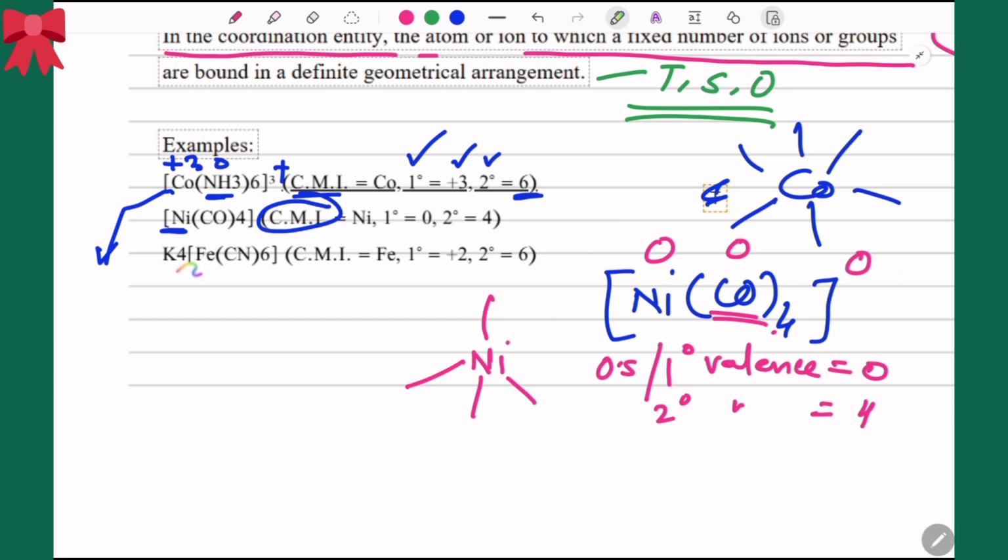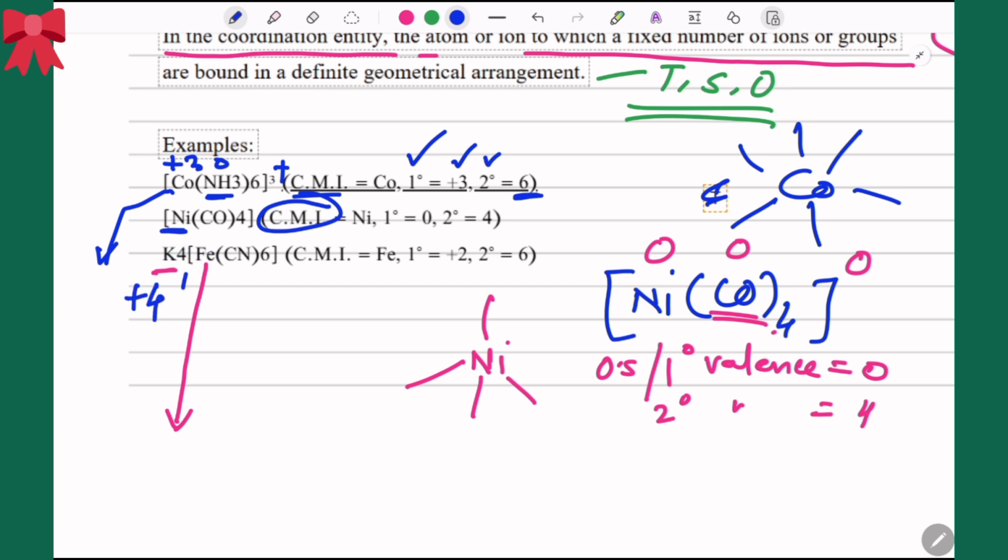Now let's go to the next one, the last one, K4[Fe(CN)6]. Now in this K4[Fe(CN)6], what is the central metal atom? Don't think that potassium is the central metal atom, because it is not inside the square bracket. So whatever is inside the square bracket, that is the central metal atom or ion. Of course, in this case, iron is the central metal ion, because it is in the ionic state. How do you know this? Of course, by doing the rough work like this. Potassium's charge you have to first write down. Okay, so charge on potassium, everyone knows K is +1, so it will be 4 into +1, which is 4+.